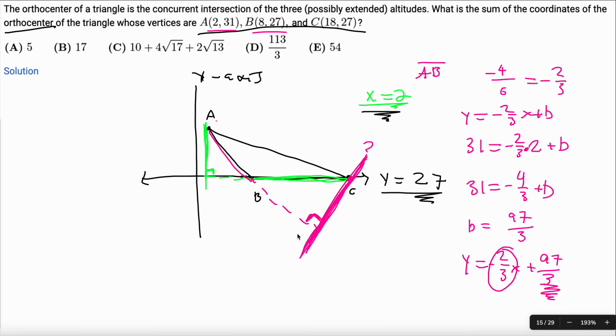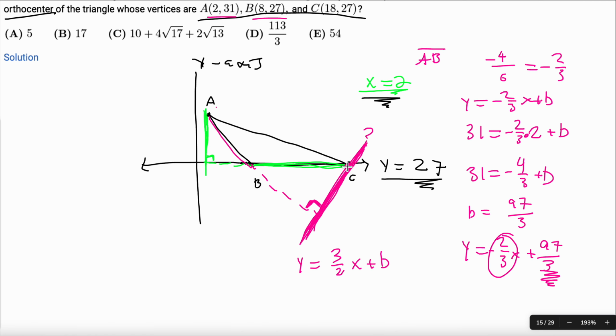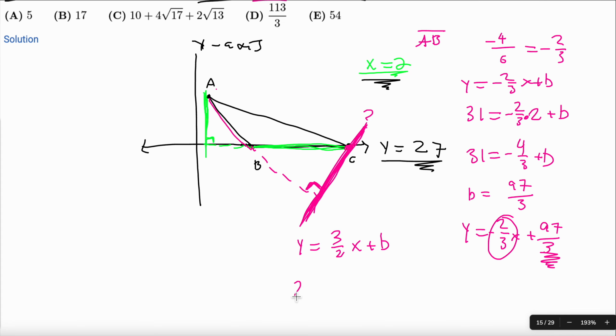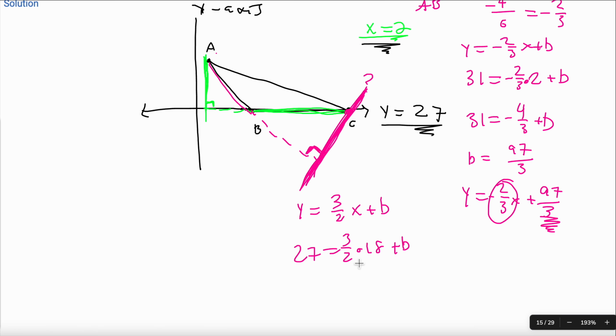The slope for a perpendicular line is always going to be the negative reciprocal of the slope of the other line. If two lines are perpendicular, their slopes are negative reciprocals of each other. So for this line right here, the form is y equals 3/2 x plus b for some b. What's another point we could use? Point C. We have the coordinates for C. We get 27 equals 3/2 times 18 plus b. What works out really nicely is that 3/2 times 18 is 27, so b equals 0. So the equation of this line is just y equals 3/2 x.